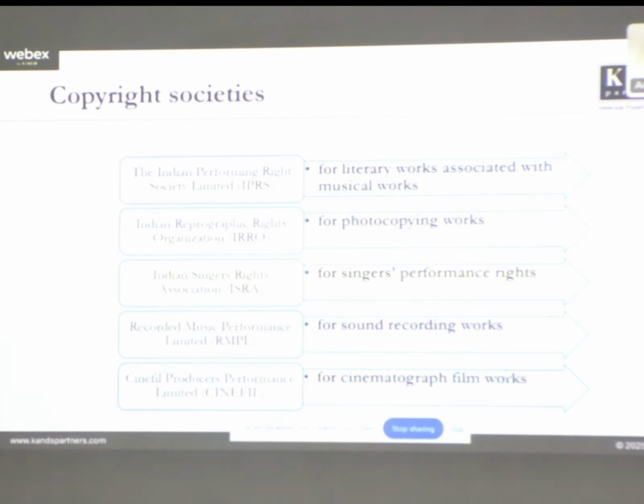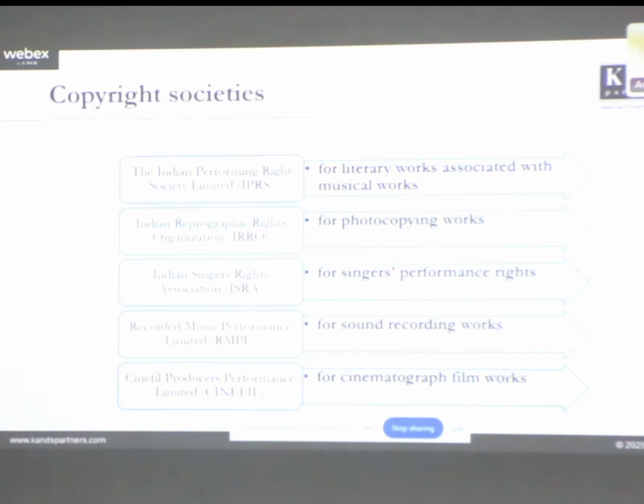So these are a few copyright societies. These are in fact the only copyright societies that are registered in India. If you see, for different kinds of works, there are different societies that are registered. The first one is for literary works that are associated with musical works, for instance, the lyrics of a song. That's IPRS, the Indian Performing Rights Society Limited.